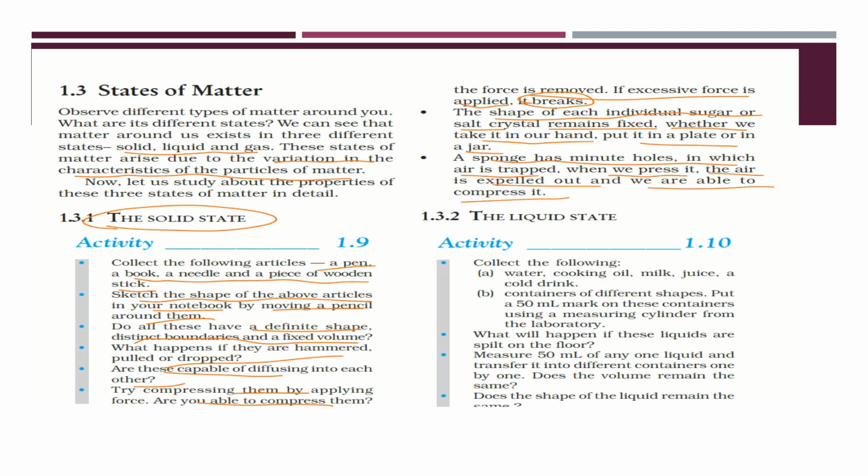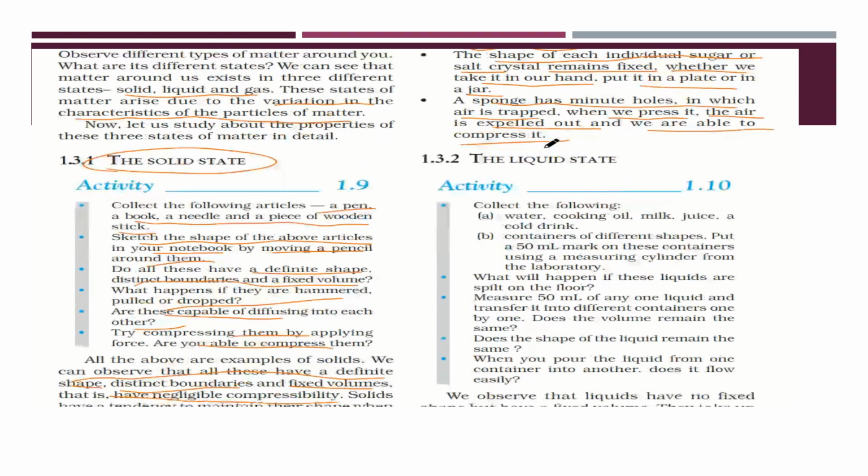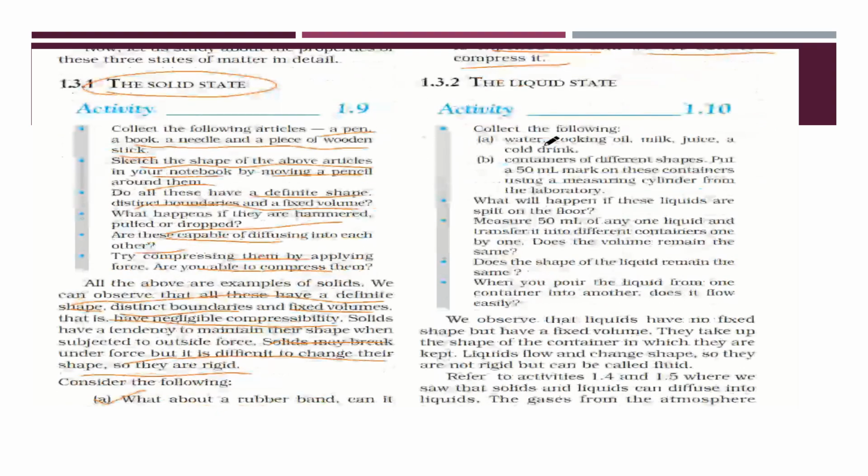Now this is all about the solid state. So from this we can find out the properties of solids also, that is, they are less compressible, they have a definite shape, they have a fixed volume, they have distinct boundaries. Now we will move on to the liquid state.